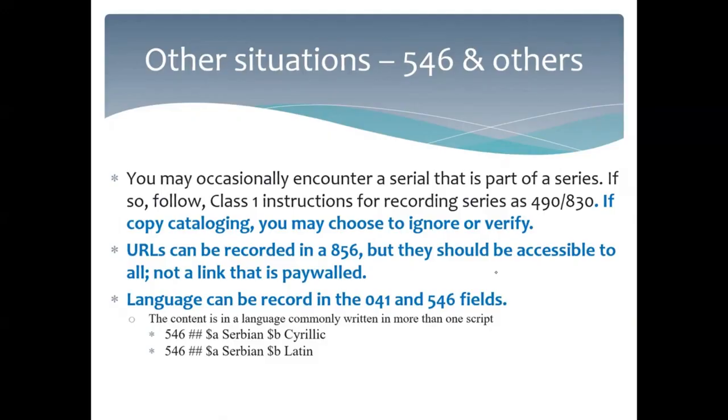URLs can be recorded in an 856, but they should be accessible to all, not a link that is paywalled. And we're going to talk about this in the upcoming weeks. This is actually called a provider neutral philosophy. When we are originally cataloging something that we purchase that's available electronically, we are not going to put in information about our vendor. We're not going to put in our individual URL because we want it to be a record that would apply for everyone.